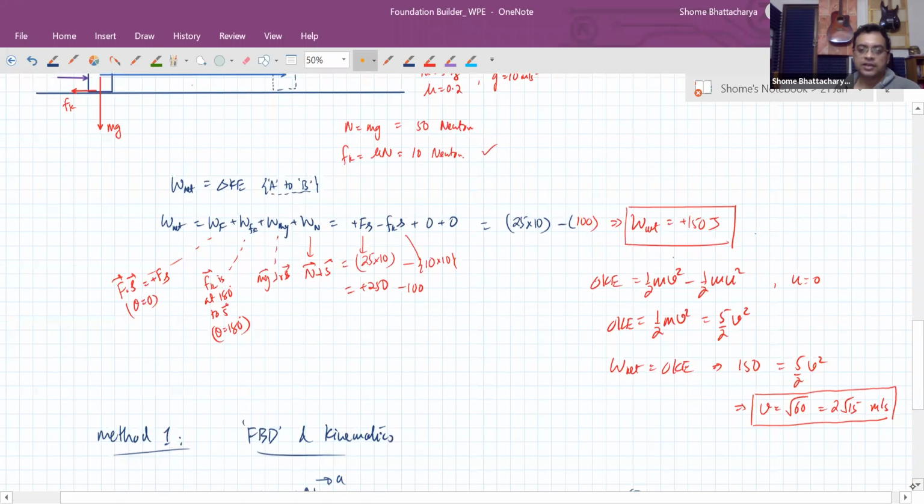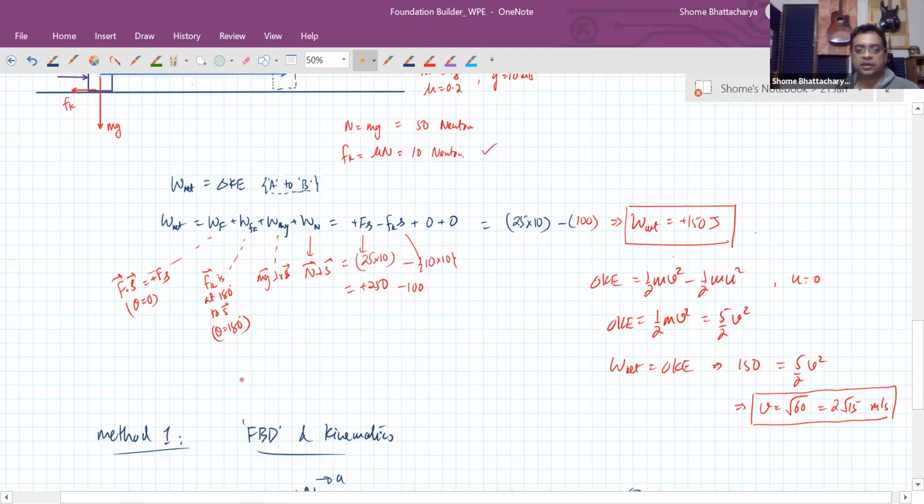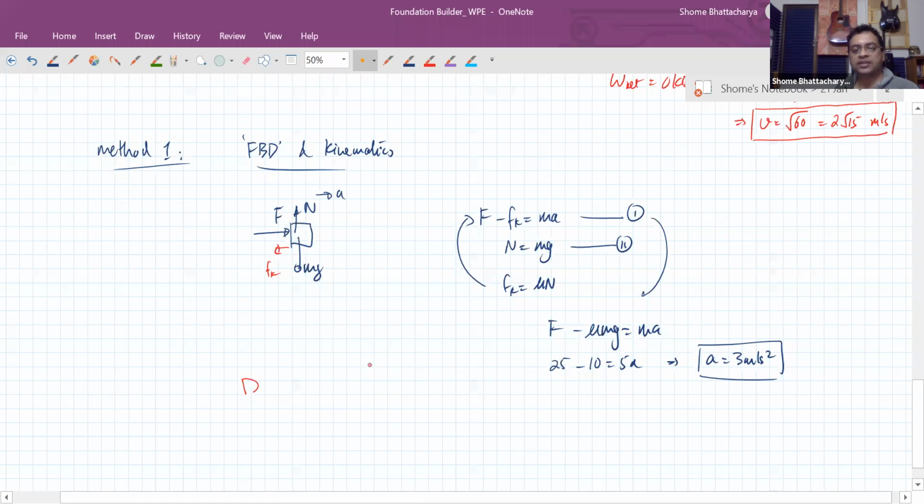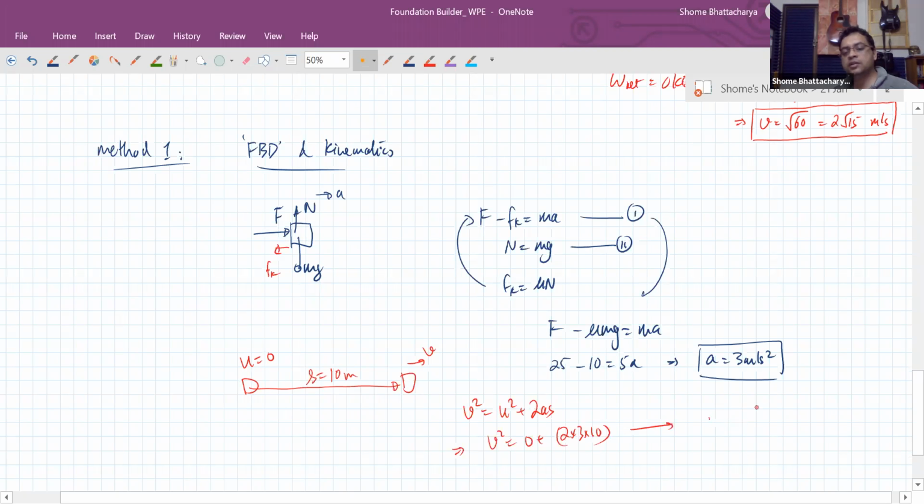Now let's come back to this kinematics method. So the acceleration is now known. Now u is 0, and after a displacement of 10 meters, we want to find the v, and we know the acceleration. So we'll use v squared is equal to u squared plus 2as. Here v squared is equal to 0 plus 2 into 3 into 10. So you will get the same thing, that v is root 60, the same as 2 root 15. That's very nearly 8 meters per second, slightly less than 8 meters per second.